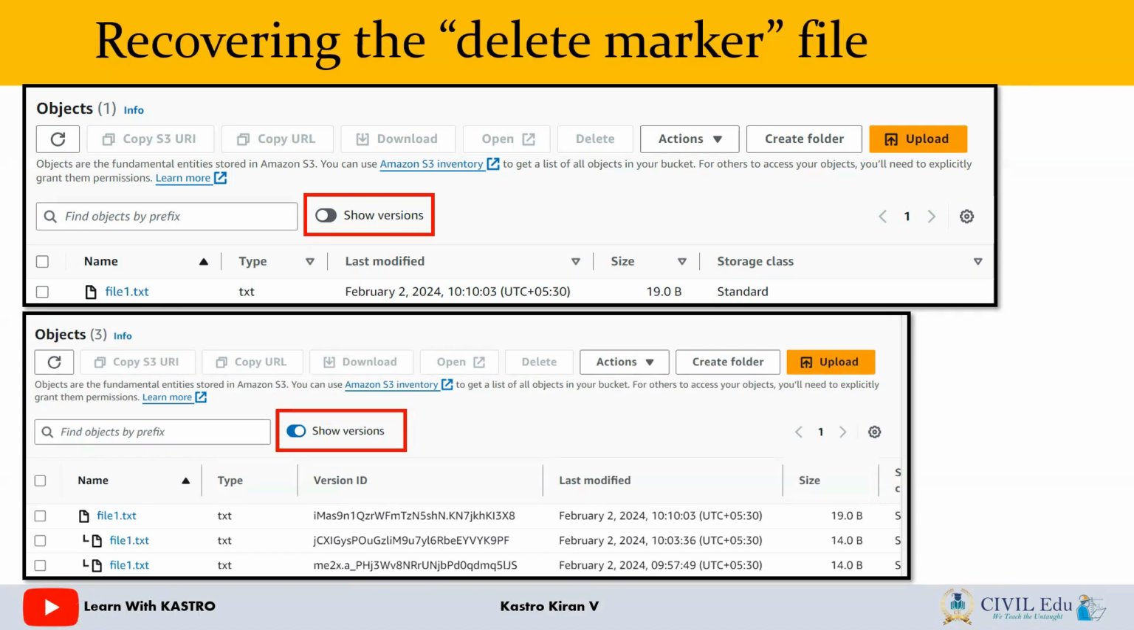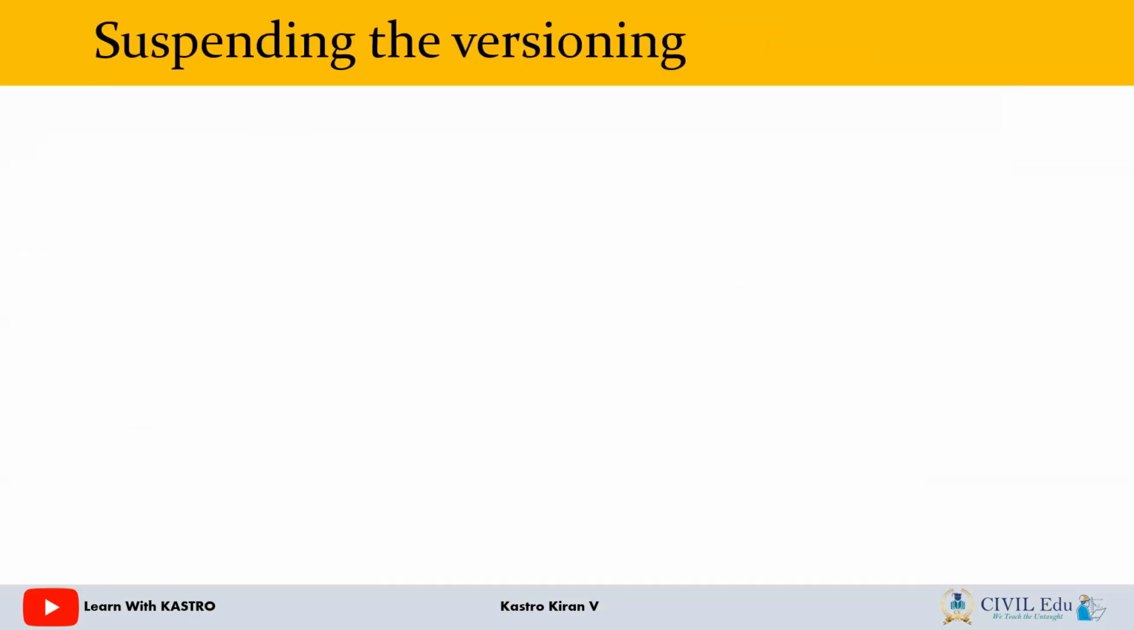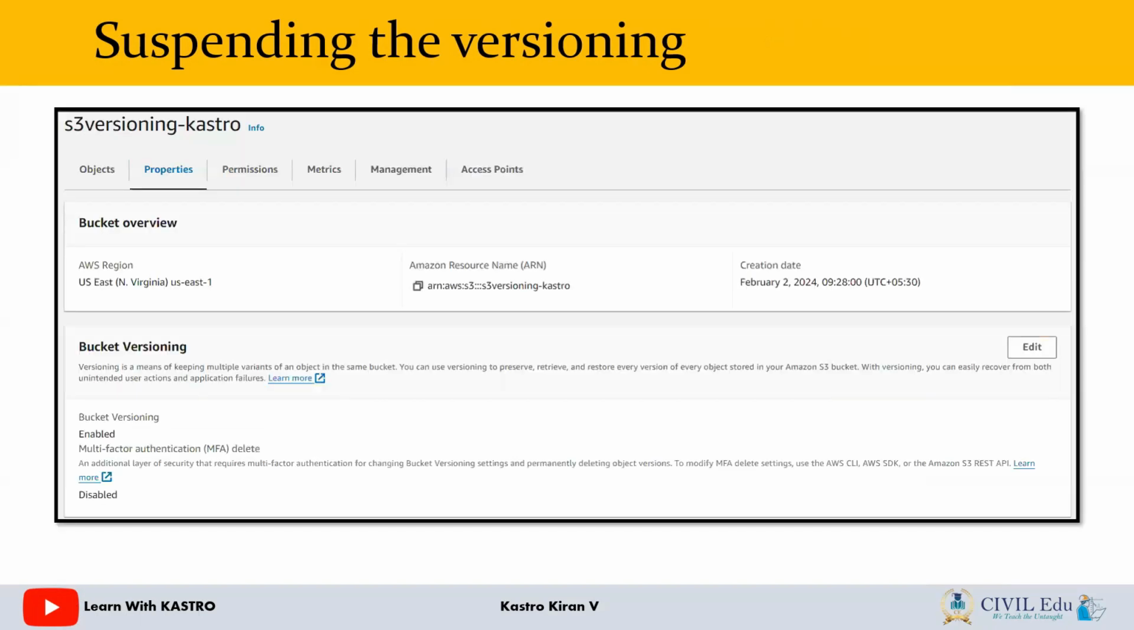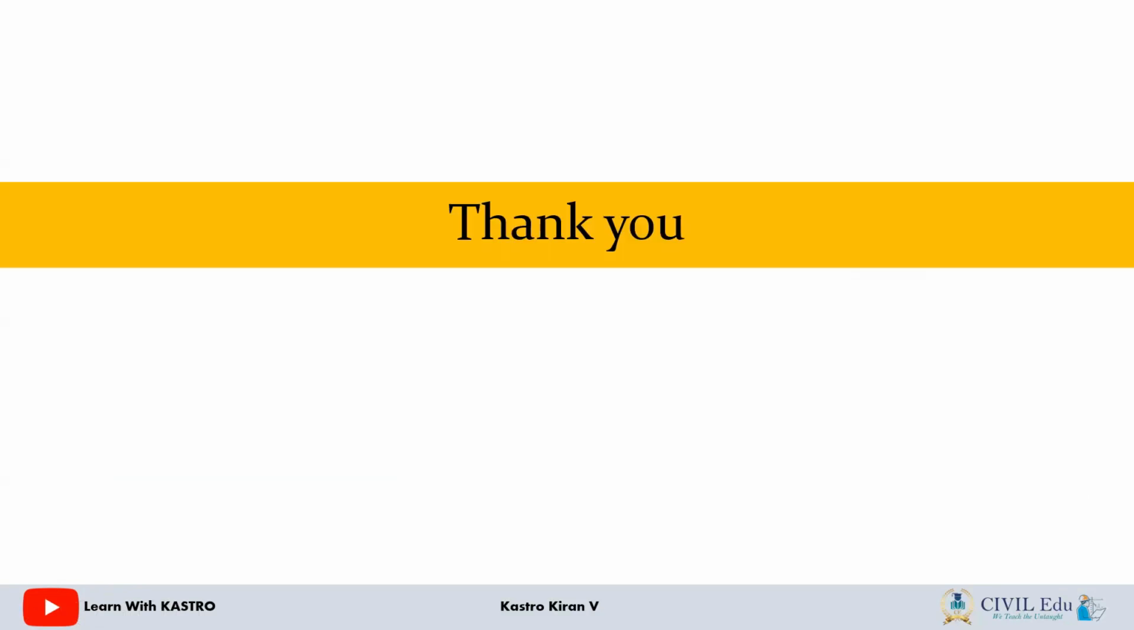Now let's say I have completed working with my S3 bucket and I want to suspend the versioning. So how to suspend the versioning of an S3 bucket? First open the S3 bucket and go to the properties tab. There you can see an option called bucket versioning, which is currently enabled. Now I want to disable the versioning. You can see an option called edit. Once you click on edit, you can disable the versioning there. Just select the disable option and then click save changes so that the versioning gets disabled. So this is all about the concept of versioning.